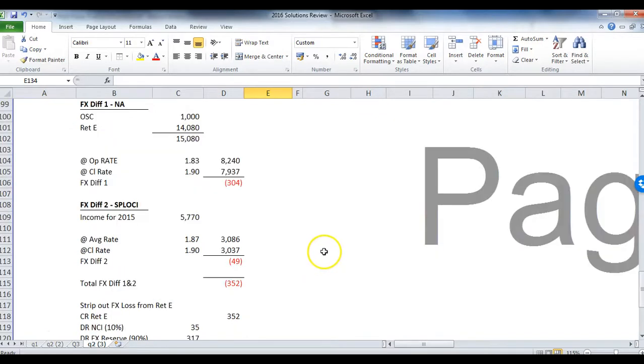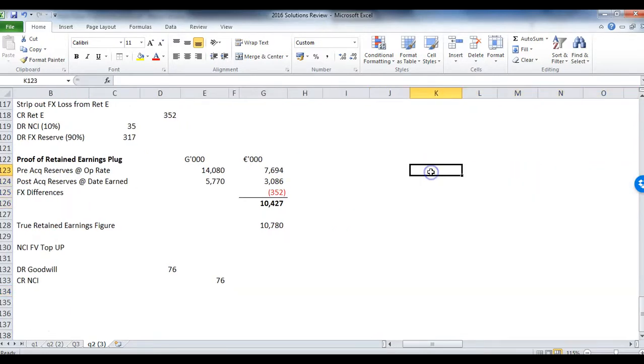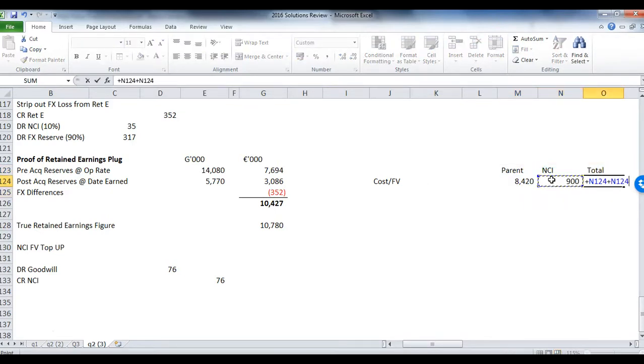Now how might that show up if you're doing the columnar? Well, the columnar would be fairly straightforward as well. You'll typically just show the parent, the NCI, and total. I do here cost or fair value. So the cost of the parent was 8420, and the cost of the NCI, so I'll just move these over a bit. NCI is the fair value of 900, giving you a total of 9320.